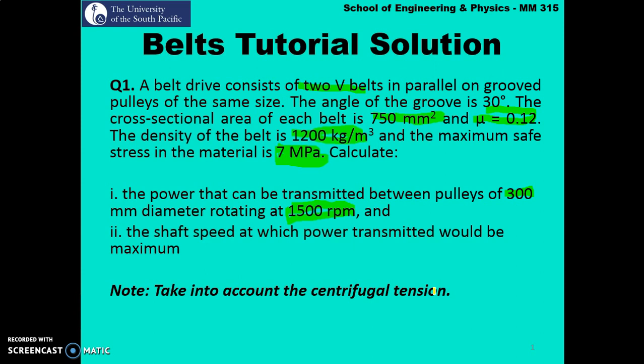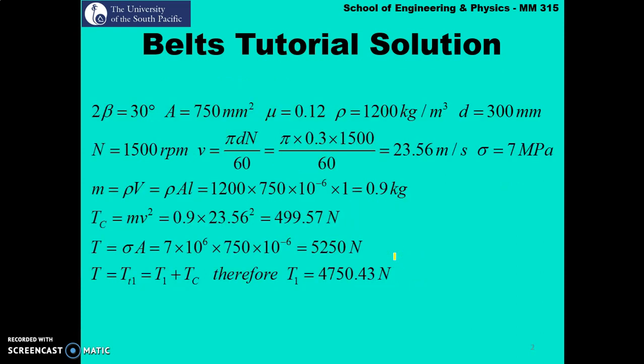So 2 belts, dimensions, coefficient of friction and everything is given. So let's proceed with the solution.